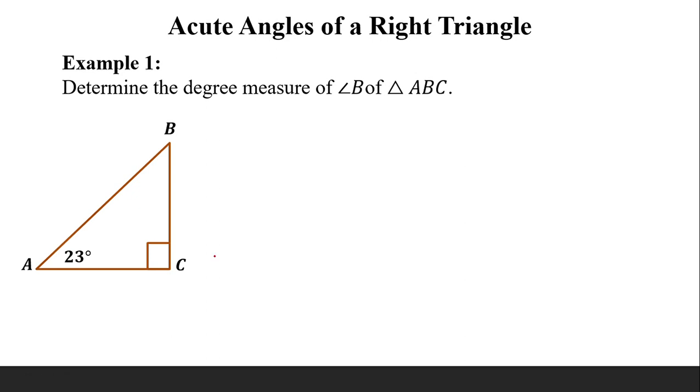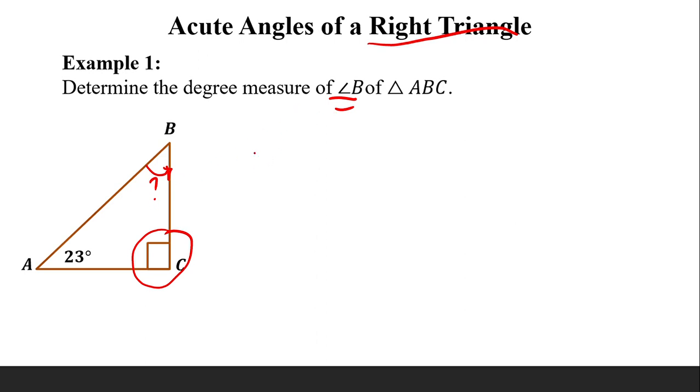Now let us apply this theorem. In order to find the degree measure of angle B in triangle ABC, which is the missing angle, we can apply the acute angles of a right triangle theorem. This theorem works only for a right triangle. How can you determine that your triangle is a right triangle? By this symbol here, meaning it is a right angle. So what is the degree measure of angle B?